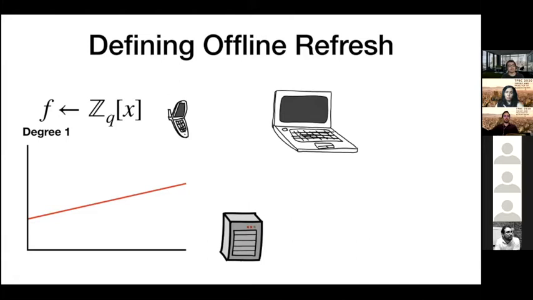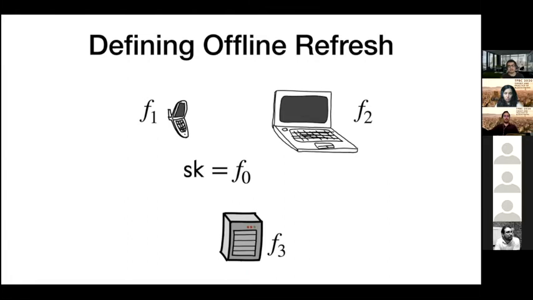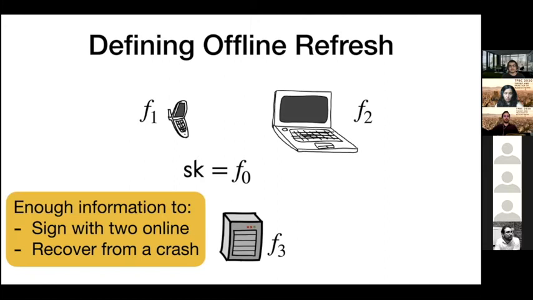Let's say that secret sharing is done by picking a degree 1 polynomial over Z_q. Evaluate this polynomial at 4 points, let's say F0, F1, F2, F3, and give each of these points to each of the devices in the system and define the secret as the polynomial evaluated at 0, right? So this is a useful configuration because now with any 2 devices online, you can produce a signature. And simultaneously, if any one of the online devices crashes, then you can bring the third party online and run a resetting protocol where you can recover from a crash, right?